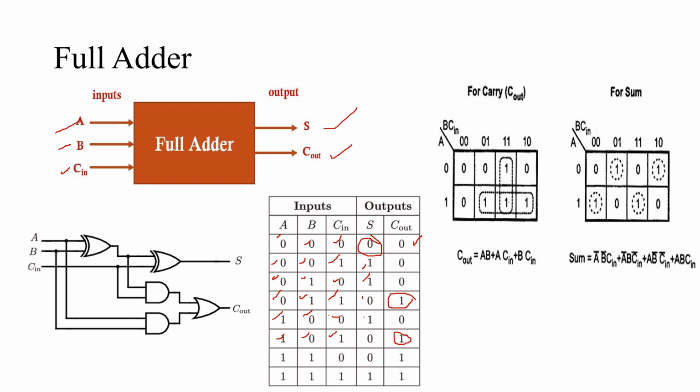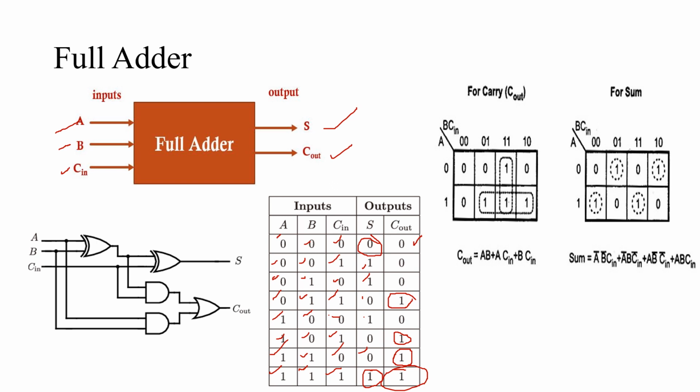1 plus 1 will give you 10. 0 plus 0 will give you 0. So sum is 0 and carry is 1. 1 plus 1 will give you 10. 0 plus 1 will give you 1. So your sum is also 1 and carry is also 1.